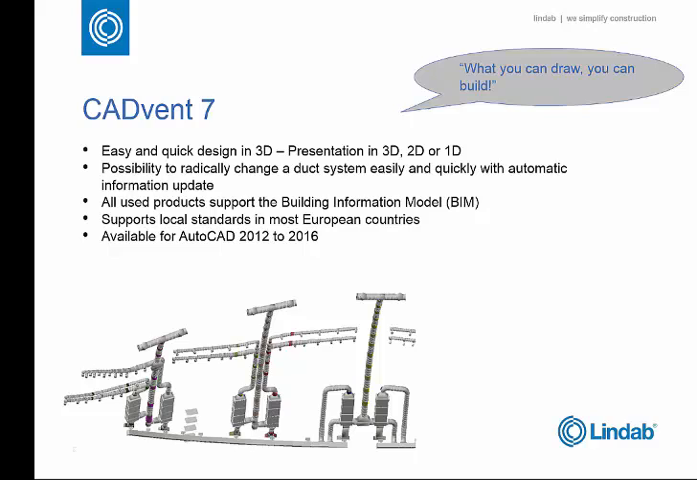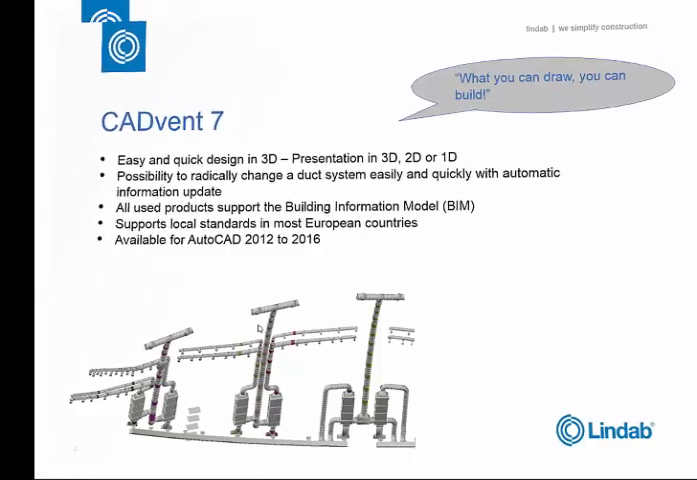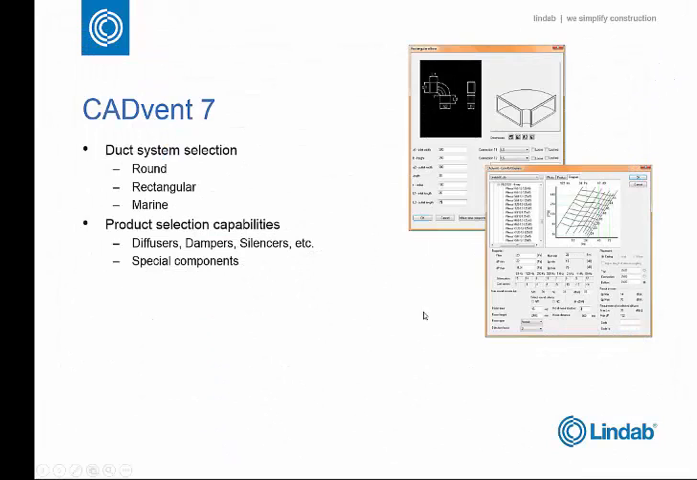And what you should know as well is that the calculation standards are fit to the most local standards in Europe. Please ask our people on site if it works in your country. Currently, CADvent is working on AutoCAD 2012 to 2016. All the products we use can be selected in easy selection fields, and all the technical data, for example, for diffusers, dampers, and silencers, are available in diagrams, so you can easily find the right type of products, and you can also read the values in the selection fields.